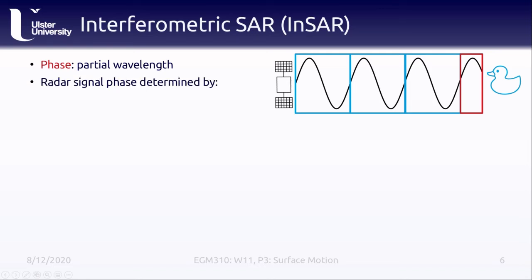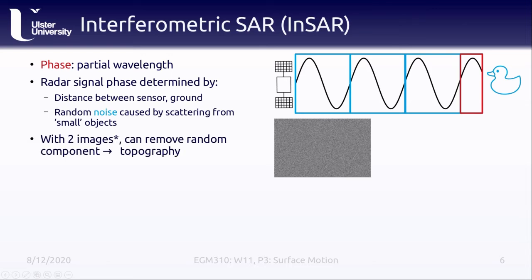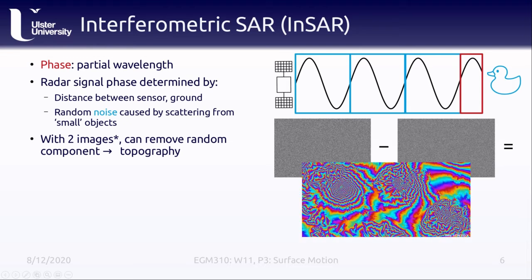For a radar signal, the phase has 2 different components. The first is a deterministic component, which comes from the distance between the sensor and the ground. The second component is random, caused by scattering from small objects, meaning objects that are smaller than the spatial resolution of the sensor. Fortunately, because this is mostly random noise, we can use 2 images acquired at different times or from different locations to remove the random component and recover the deterministic component, which gives us our distance between the sensor and the ground. If we know the satellite's position, this gives us the topography.